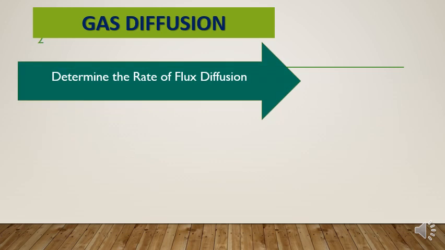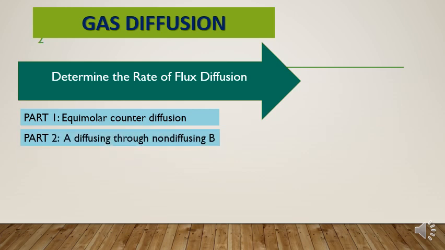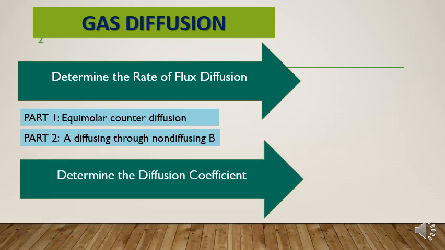Okay, if we can have a quick recall about our previous chapter, we have learned how we can calculate the flux if there is equimolar counter diffusion in part 1, and we also learned how we can calculate the flux when there is a mechanism that we call A diffusing through non-diffusing B. So in part 3 we will learn how we can calculate or determine the diffusion coefficient.